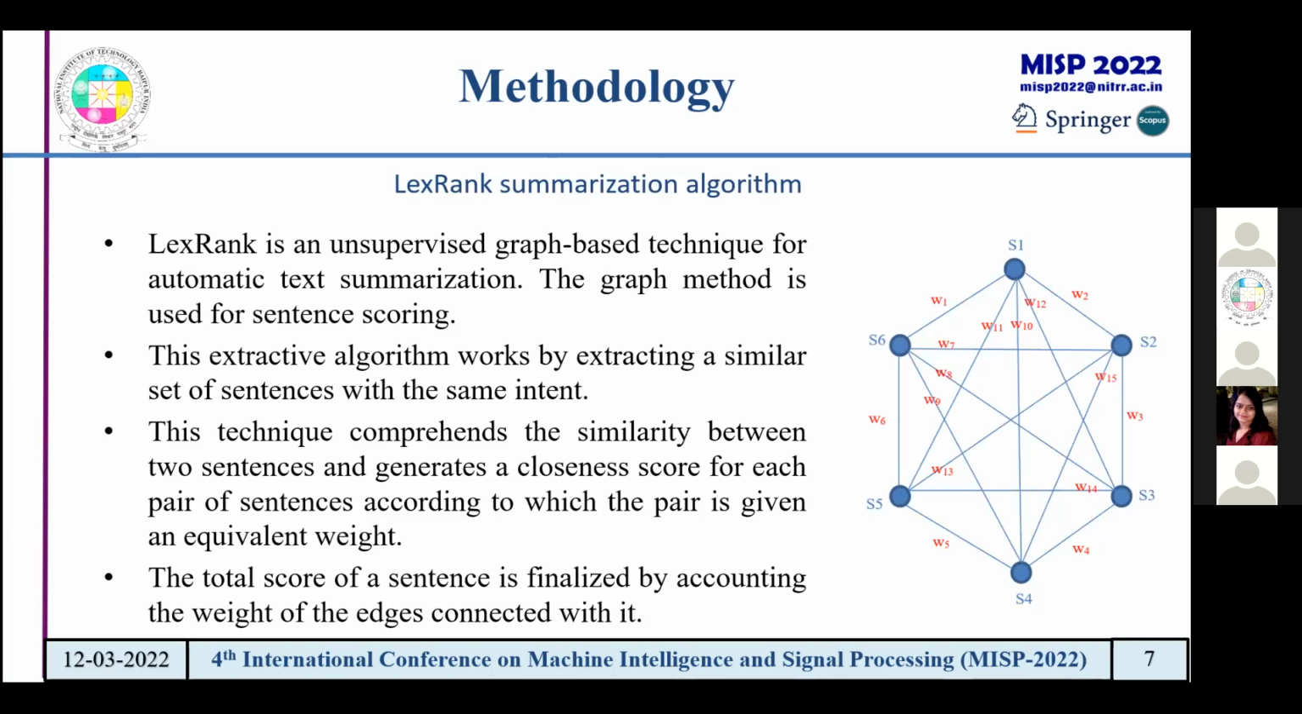Basically, this is an overview of how the LexRank summarization algorithm works. In the diagram on the right, you can see that if there are 6 sentences, it will give a weight to all sentence pairs, and whichever weight is the highest, it will rank it higher and it will be used for the summary.